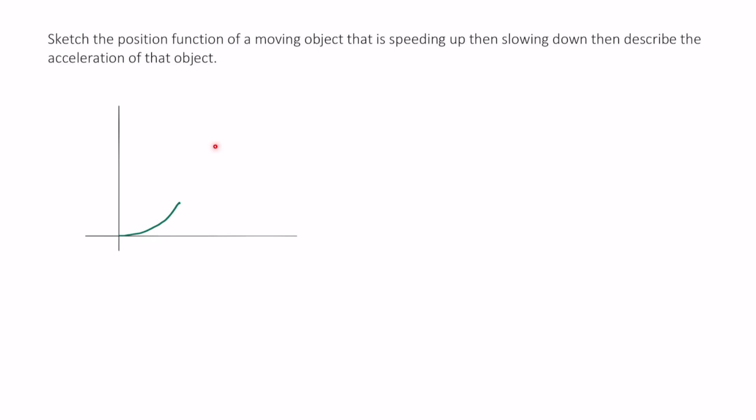Now for slowing down, the tangent lines have to start out steep and then get less steep and closer to zero. So our curve is going to curve back down. So along this interval, let's say to A, we can see that the object is speeding up. That's because the slope of the velocity here is positive, so the acceleration will be positive. Since the acceleration and the velocity have both the same positive sign, this object is speeding up.